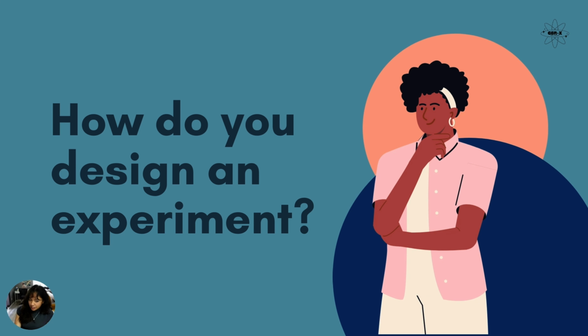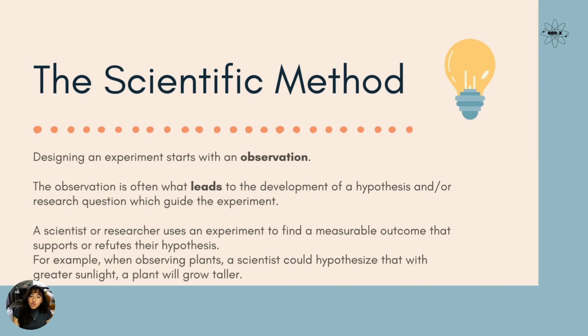So how do you design an experiment? Well, first, you're going to want to consider the scientific method. Designing an experiment starts with observation. Observation is what's going to lead your experiment. This observation is what often leads to the development of a hypothesis or research question which guides your experiment. I like to call the observation the point of interest. Basically, what's going to get you started or interested in this topic to further explore it in your research question.